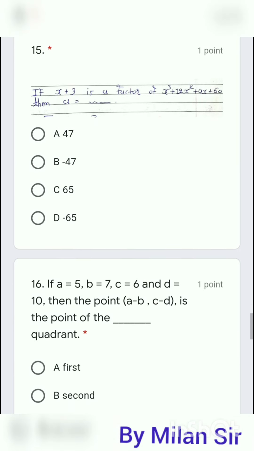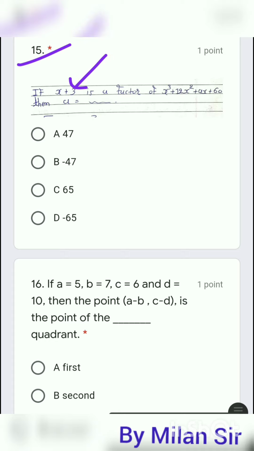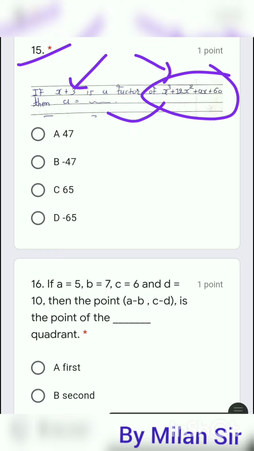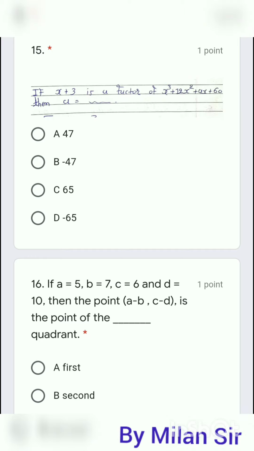After that, question number 15. If x plus 3 is a factor of x cube plus 12x square plus ax plus 60, then a is equal to what? Here it is given that x plus 3 is one factor of this polynomial, right? So definitely if we divide this polynomial by its factor, we get the remainder 0. So we can use the remainder theorem here.